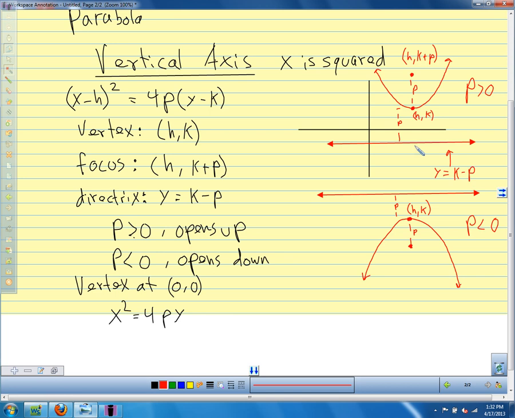Now what we're going to do with this standard form is figure out how to write the equation of a parabola if we're given some information about the focus or the directrix. Let's look at how this works with a horizontal axis, if our parabola opens left or right, and then we'll solve some problems using this idea.